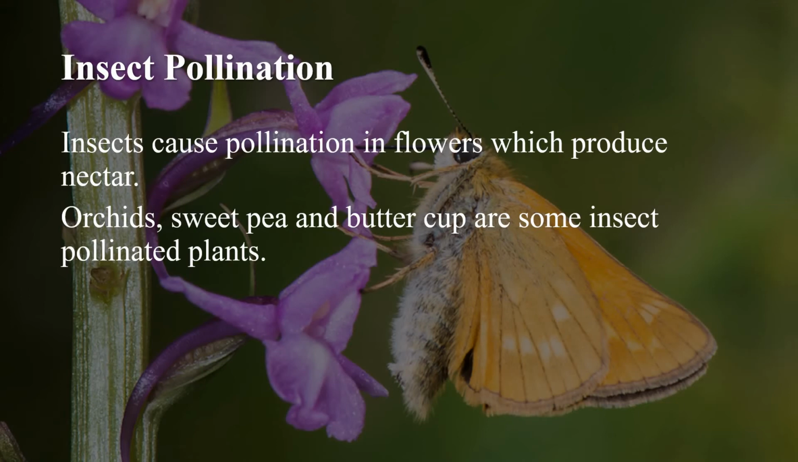When insects get attracted towards the nectar, the pollen from the anther sticks to their body, and when these insects carrying pollen visit another flower of the same kind, some of the pollen grains get transferred onto the stigma of the flower. Thus, the second flower gets pollinated. Orchids, sweet pea and buttercup are some insect-pollinated plants.